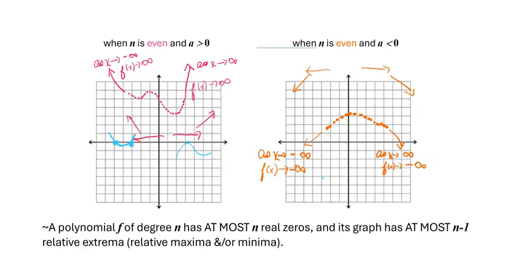In addition, the graph of a polynomial is going to have at most, right here, n minus 1 (made a little heart, how cute) n minus 1 relative extrema. In other words, it's going to have either n minus 1 maxima or n minus 1 minima, or a combination of the two.